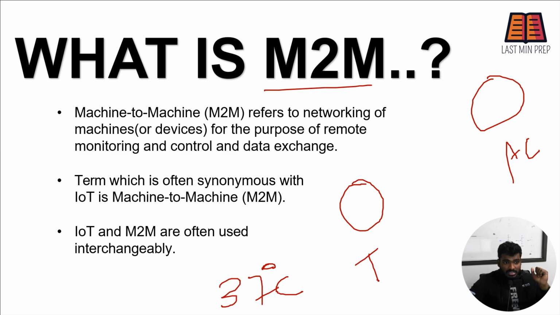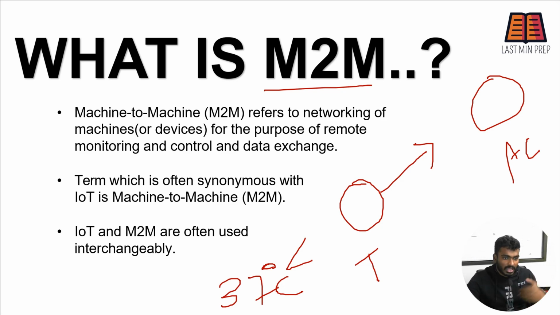When the room temperature exceeds 37 degrees centigrade, the thermostat tells the air conditioner to turn on. So there is no human interaction between this thermostat and the air conditioner. I hope you understand what machine to machine communication refers to. The devices communicate with each other without us needing to do anything. This is called an M2M network.